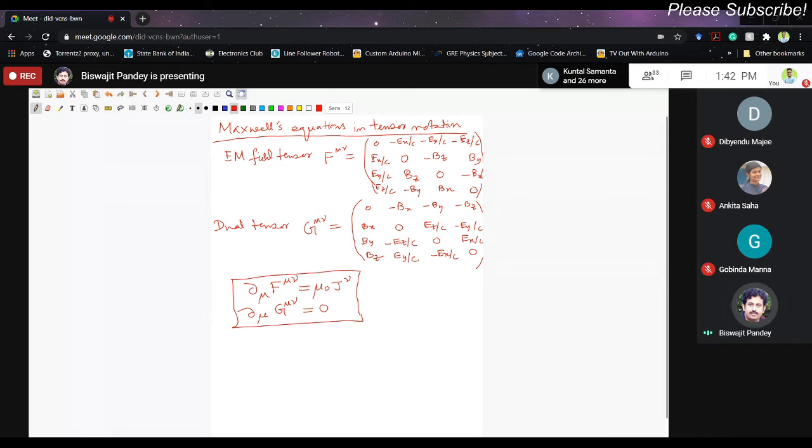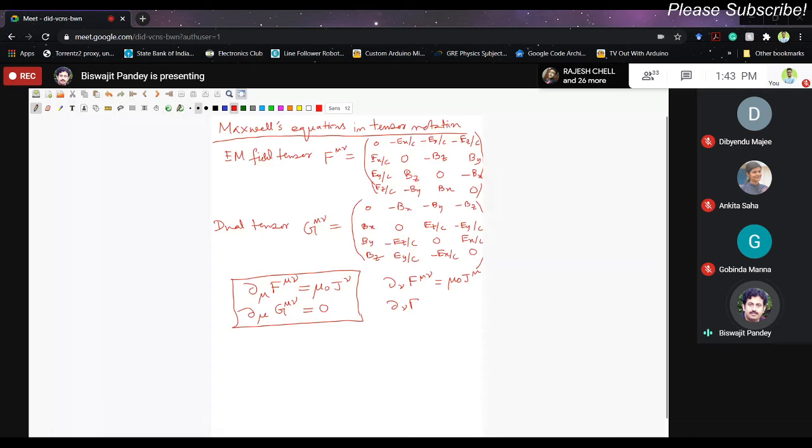There is another way, where suppose someone chose this to be plus. I mean the first row of F mu nu are plus Ex by C, plus Ey by C, plus Ez by C. If you try to use these equations, you will have a mismatch of signs. So for that, you may have to use this form, which is slightly different. You don't need to worry. You can write del nu F mu nu equal to, I mean, switch mu and nu. You have to write del nu F mu nu equal to mu 0 J mu, right?